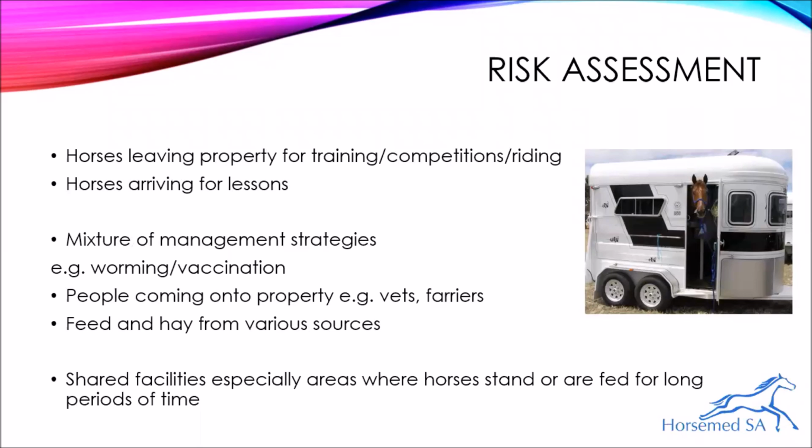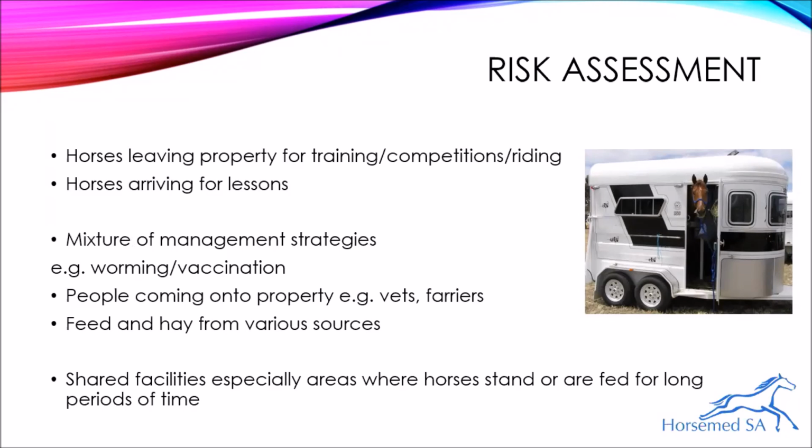Big problem with agistment properties is a huge mix of management strategies. Some people worm, some don't, some vaccinate, some don't. It's very all over the place, I generally find. So it's nice to have a blanket approach. Lots of people coming onto the property. Obviously, when you've got agisters and that number of horses, you're going to get lots of professionals coming on. Feed and hay from various sources.